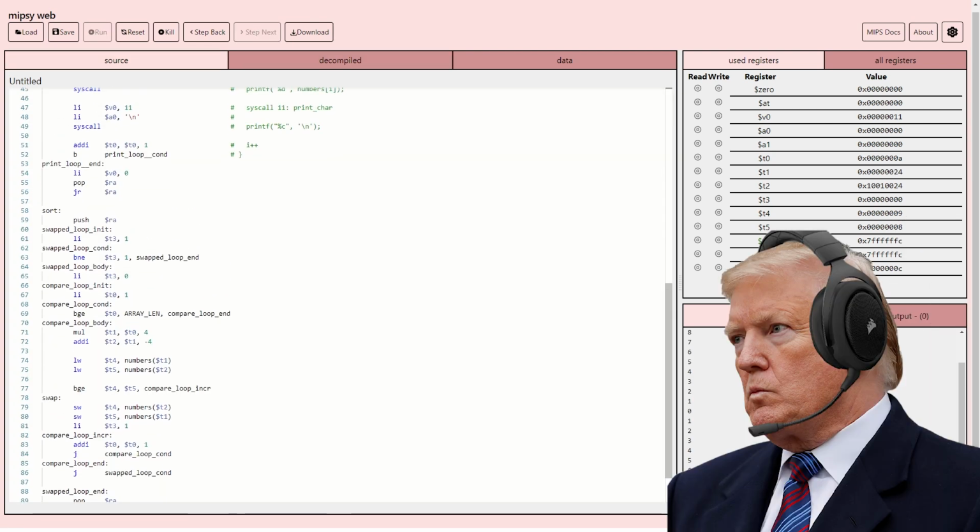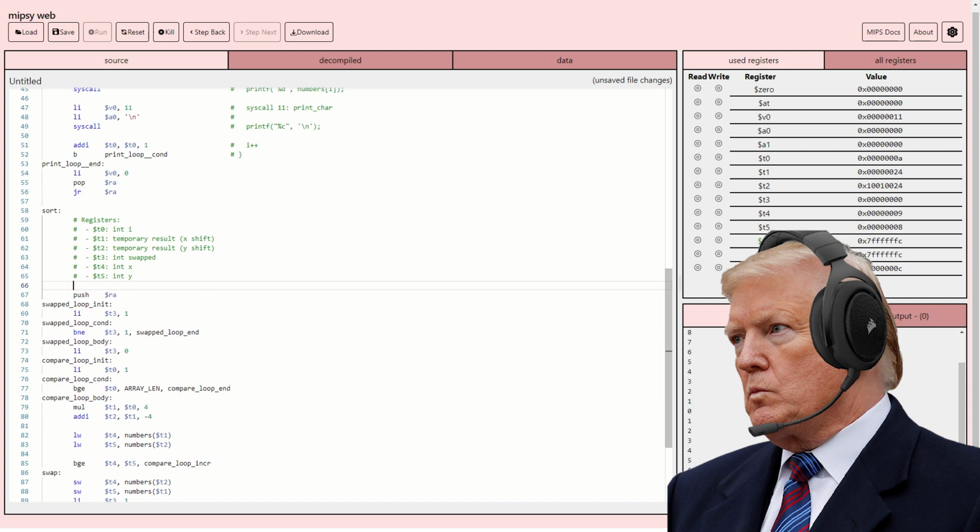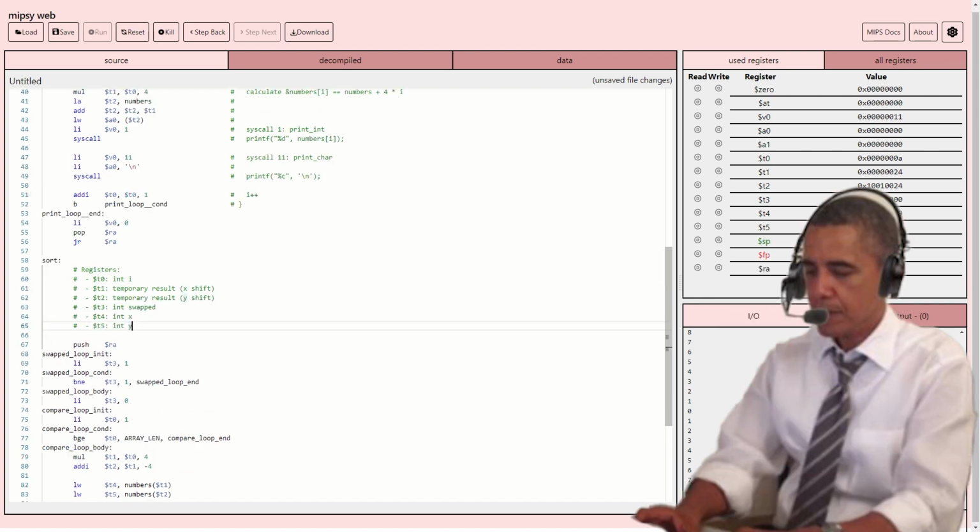Don't forget to include comments outlining what registers were used so that Joe doesn't forget and clobber the registers again. Doing that right now. Thanks, boys.